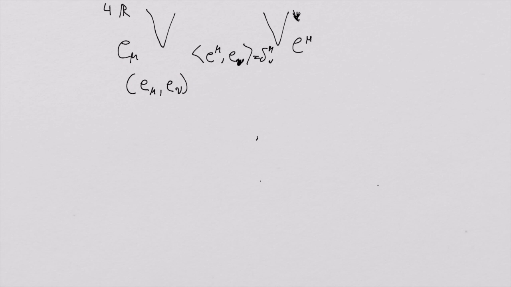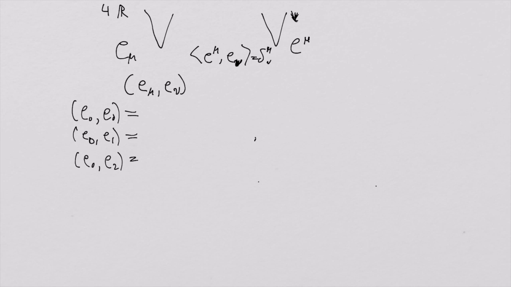So in order to define this thing, I have to define the following quantities. I have to define E0, E0 equals something, E0 E1 equals something, E0 E2 equals something, E0 E3 equals something. And I have to do this for every possible combination of E mu and E nu. So I have to create the same thing for E1, E2, and E3.